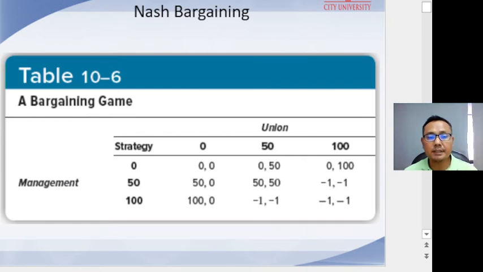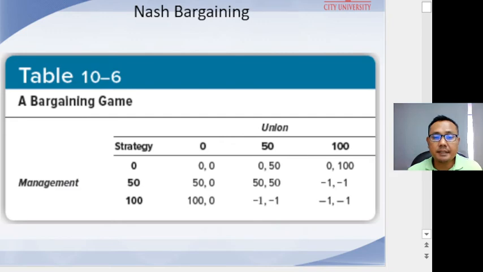Finally, suppose management asks for $0 and the union asks for the entire $100. These two would constitute a Nash equilibrium. Neither party would improve its payoff by changing its strategy given the strategy of the other. So there are 3 Nash equilibrium outcomes to this bargaining game. One outcome splits the money evenly among the parties, while the other 2 outcomes give all the money to either the union or management.